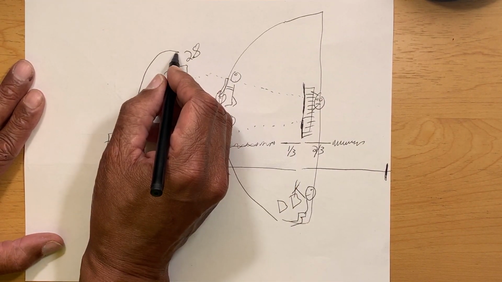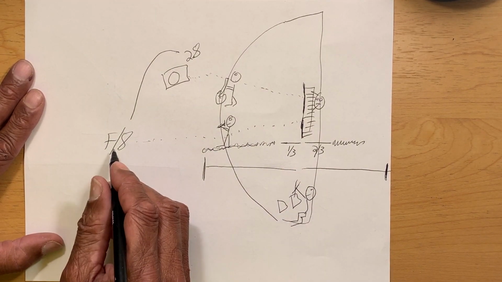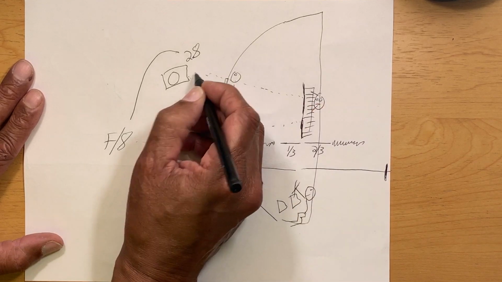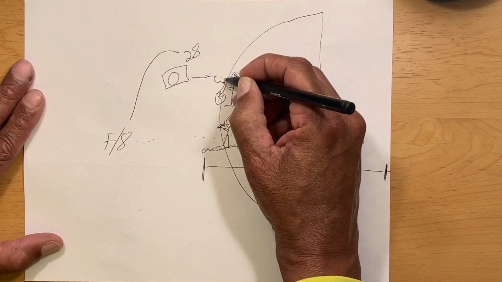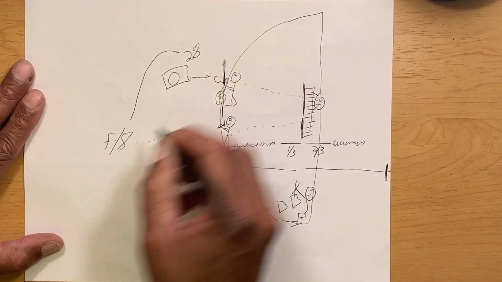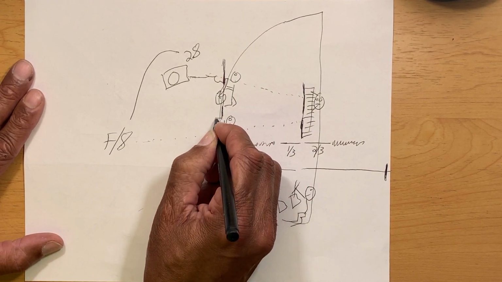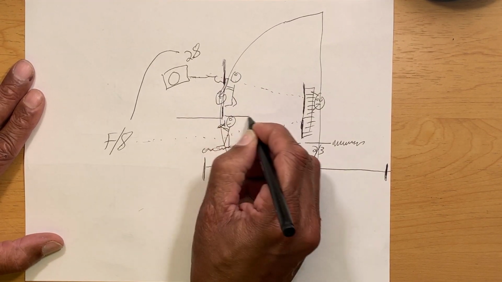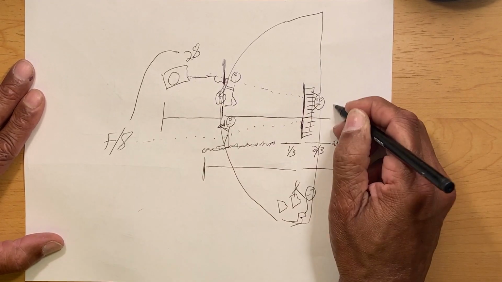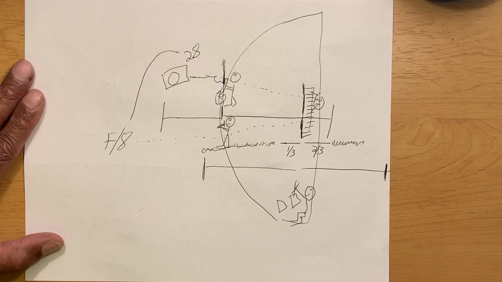Let me give you an example. If I point my focus directly on this guitar player, and I hit him, and I'm in focus here, here's my new focal plane, but I'm f8. So everything that's 1/3 in front and 2/3 behind is in focus. And I still have the entire stage in focus.